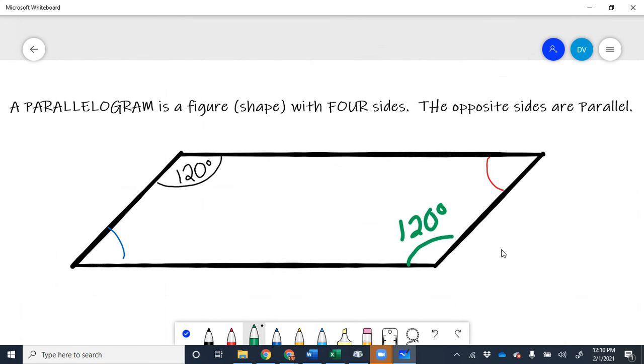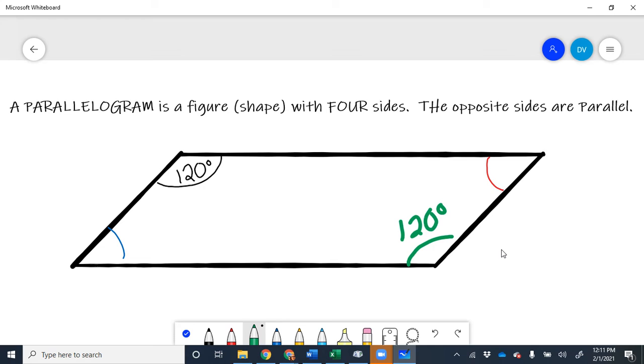You might hear the word congruent. There are two other angles that are also the same size. Guess what color that is? That's too easy, right? It's the ones that are left. The red one and the blue one are the same size. Now, we don't know what they are.